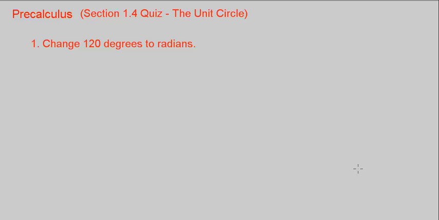This is the Precalculus section 1.4 quiz on the unit circle. So number 1, we're asked to change 120 degrees into radians. To do this, we kind of had to just remember a couple things, right?